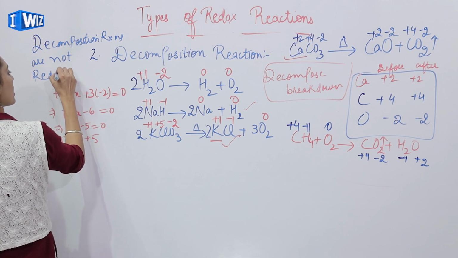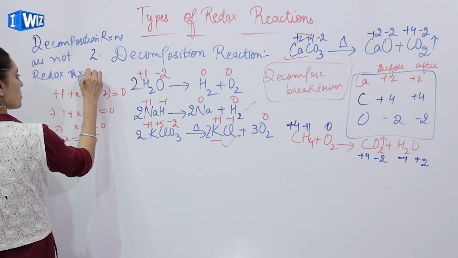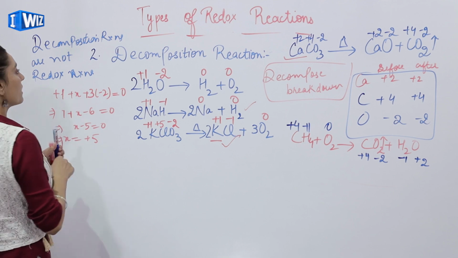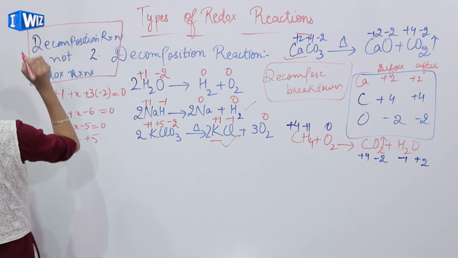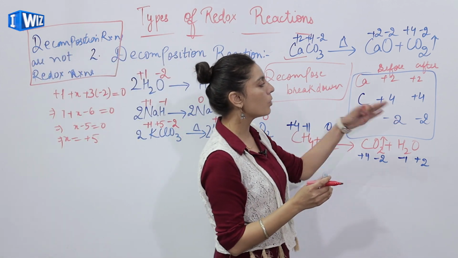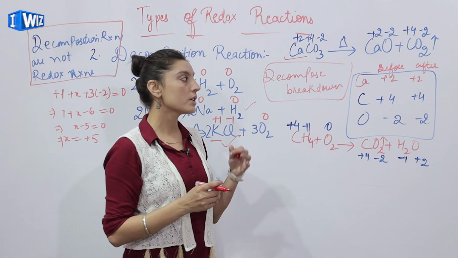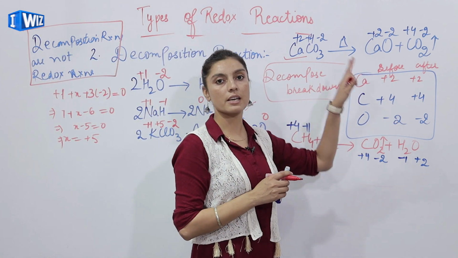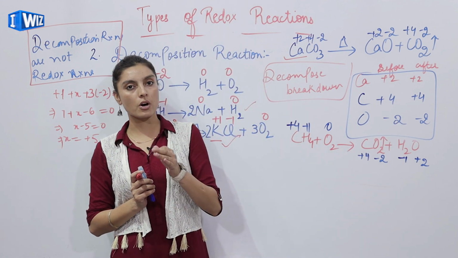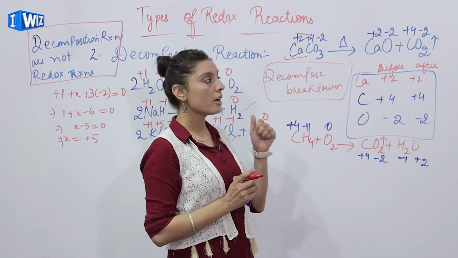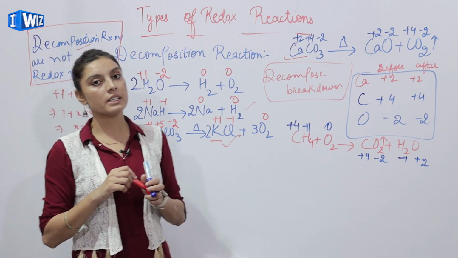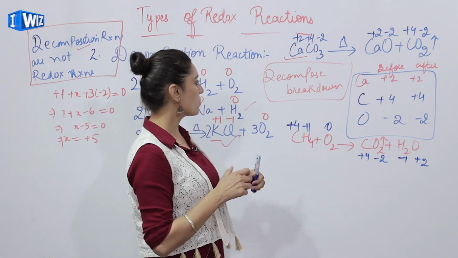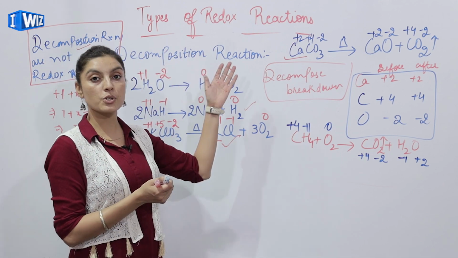Redox means there is a change in the oxidation states, there is a change in the gain or the loss of the electrons. Since we find that there is no change, there is no gain, there is no loss, we can say that this reaction, which is decomposition in itself, is not a redox reaction. So we could say that not all the decomposition reactions are redox reactions. So I hope this is clear about the decomposition reactions.